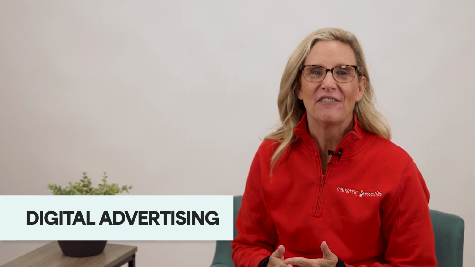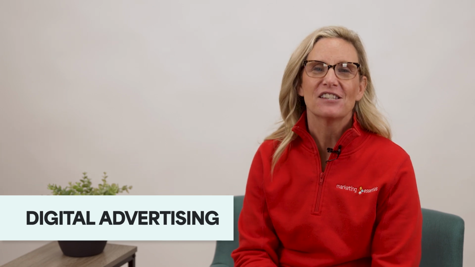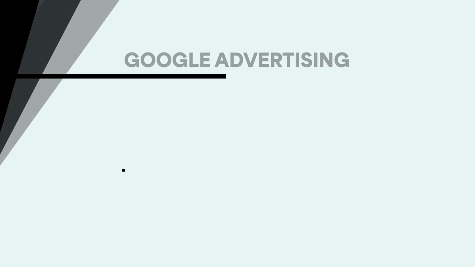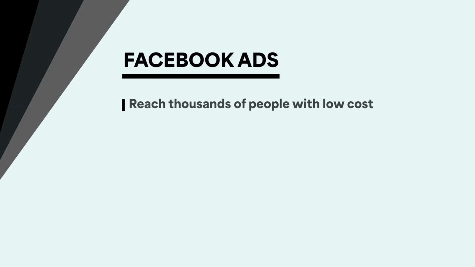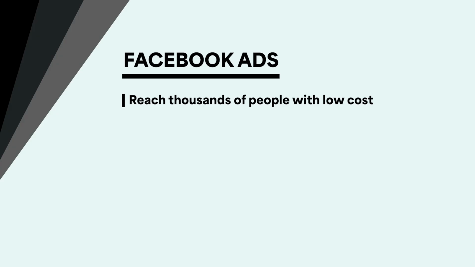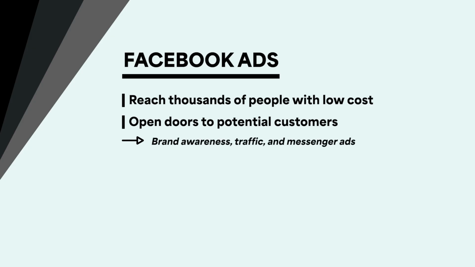Tactic 2 is digital advertising. There are several ways to do digital advertising. Let's start with Google advertising. Google advertising can be very effective. You can run different campaigns for search, display, video, smart campaigns, and more. Facebook ads. This is a way to reach thousands of people at low cost. This can open the doors to potential customers. Some ads are used for these campaigns: brand awareness and traffic ads, as well as messenger ads. These can all be a great way to target a wider audience.